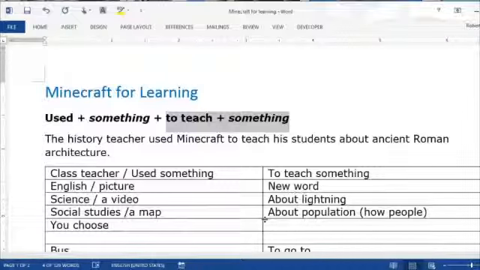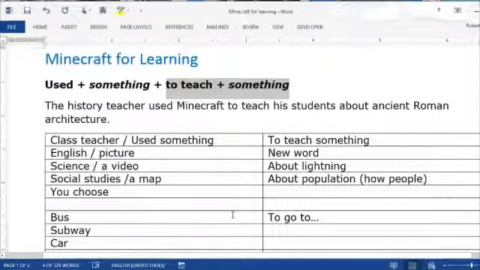Now this sentence structure is really common and very useful because you can use it in different situations outside of class. So maybe you're riding the bus after school, or you're riding the subway, and we can use the same sentence structure. So we could say, I used a bus. Now here we're going to change the verb. Before we used teach, now we're going to use go. So I used the bus to go to the library.